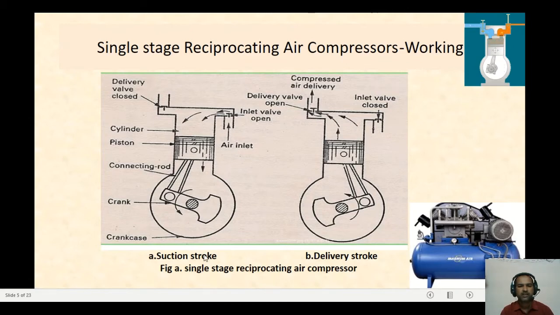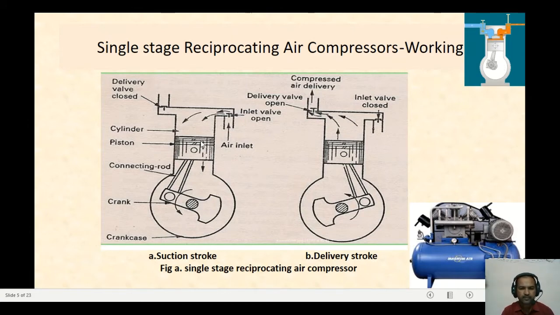Now you can see the construction parts we are using. The bottom part is called the crankcase, this is a crank, and this is a connecting rod. One end, the small end of the connecting rod, is connected to the piston, and the big end is connected to the crank, and the piston moves up and down in a cylinder. At the top you can see the cylinder head, the delivery valve, and the inlet valve. Through the inlet valve the air will be sucked, and from the delivery valve the air will be discharged.